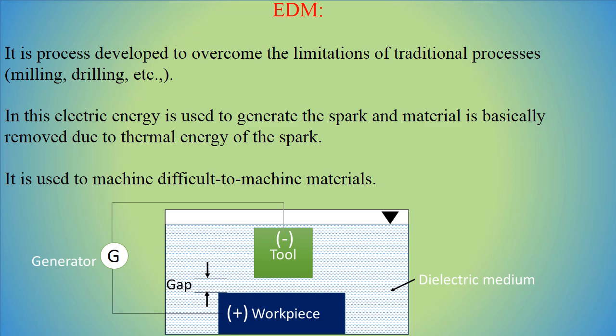Here we can see a schematic of the EDM process. The tool is present in the dielectric medium, which is kerosene or deionized water, and the workpiece is also present in the dielectric tank. A gap is maintained between the tool and the workpiece. A generator is used to supply the electrical pulses, in which the tool is connected to the negative terminal of the generator and the workpiece is connected to the positive terminal.